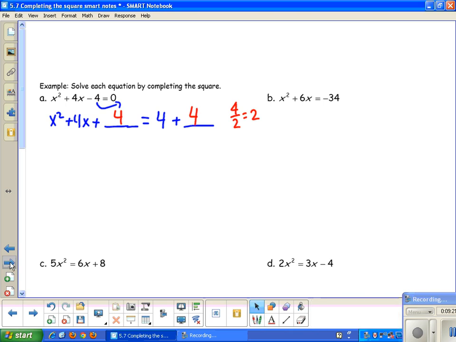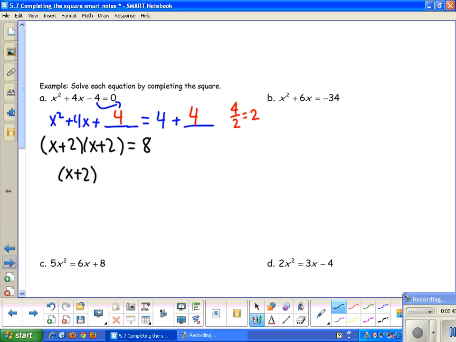Now that I have that, I can go ahead and factor my equation. So now this factors into x plus, not 4, but x plus 2 times x plus 2 equals 8. And then, of course, now we can write this as x plus 2 quantity squared equals 8.